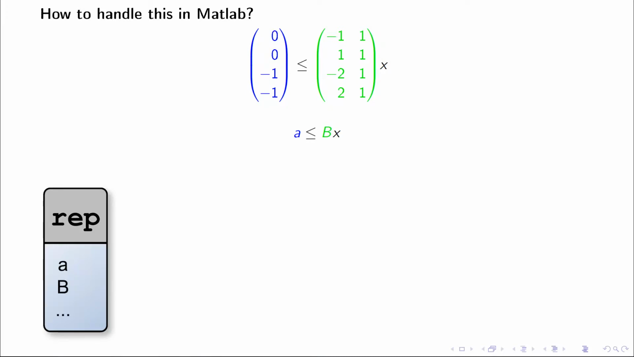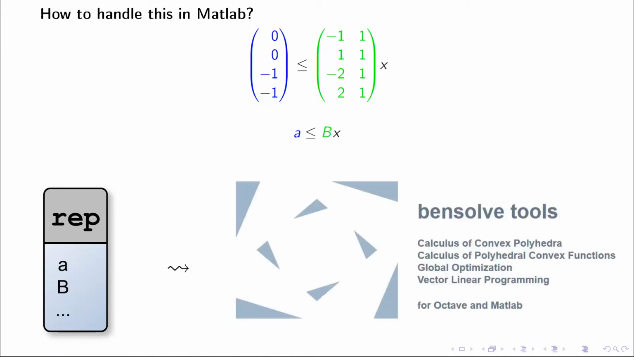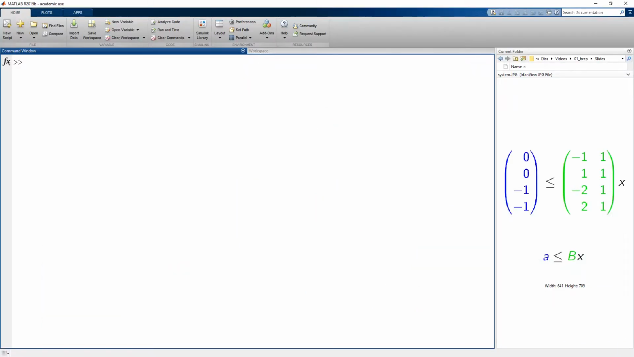Well, what we will do is we will store the matricial data, which means the vector A and the matrix B, as fields of a data structure called rep. And then we will hand this data structure to the package bensolve tools, and we can start working with the polyhedron. Now for you to reproduce the following part of the video, we assume you already installed the toolbox bensolve tools for your Matlab or Octave distribution. If not, we will link you to the video where we describe how to do this, or you should visit bensolve.tools.org.